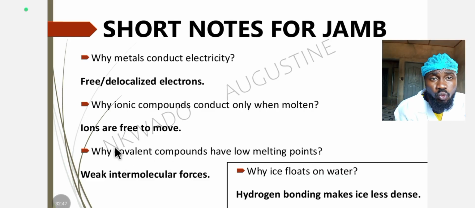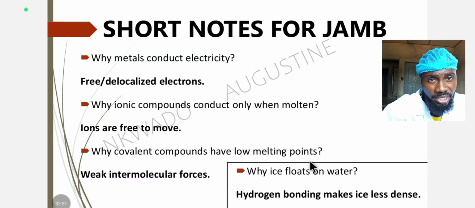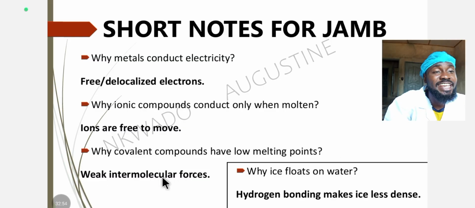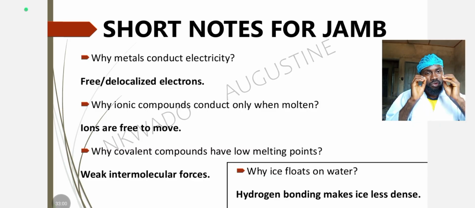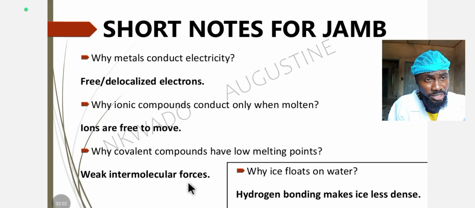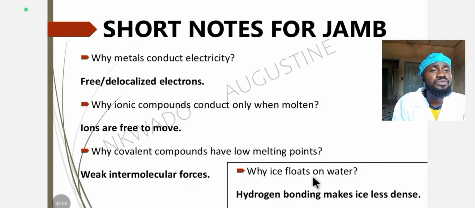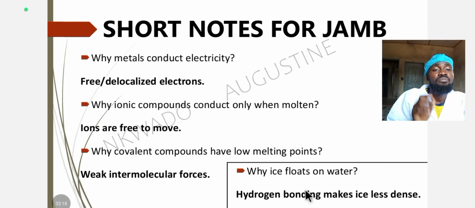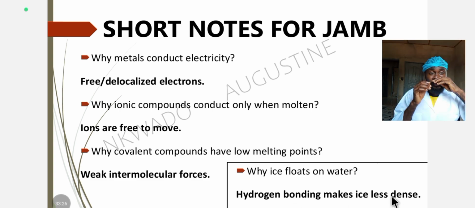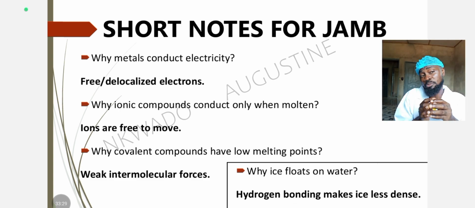Then the next question here is, why do covalent compounds have low melting points? Because of the weak intermolecular forces. That's the reason why covalent compounds have low melting points. And the final question here is, why does ice float on water? Because of the hydrogen bonds making ice less dense. Because of the hydrogen bond presence in water, it makes ice less dense. So when water forms ice, it becomes less dense because of hydrogen bond.